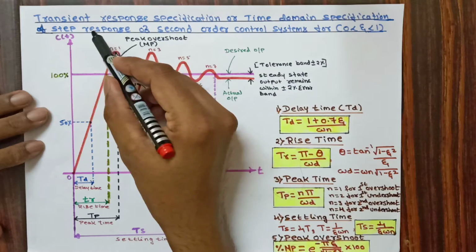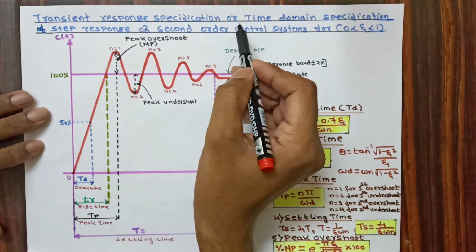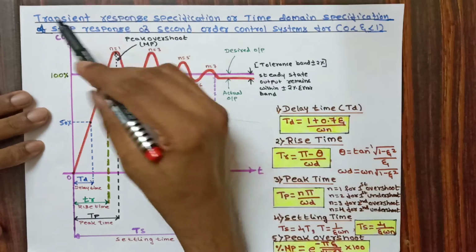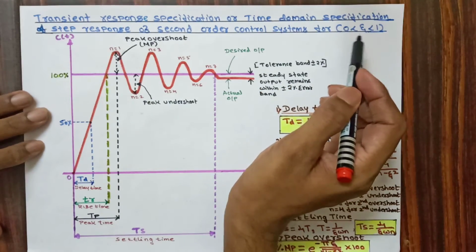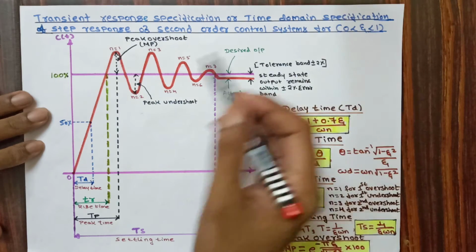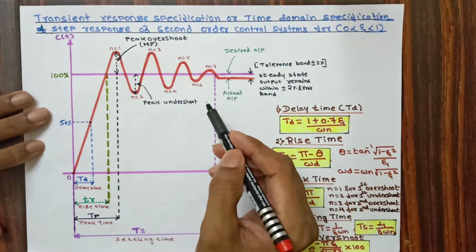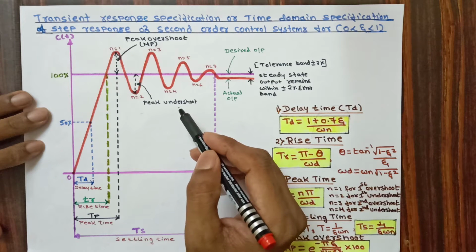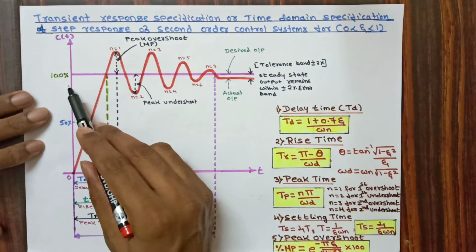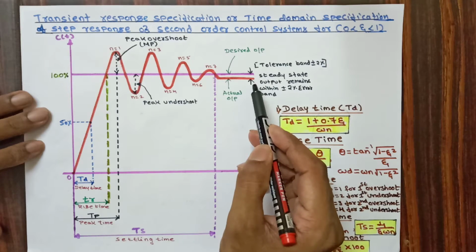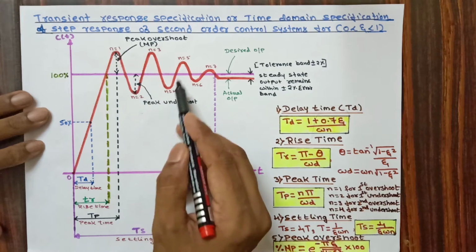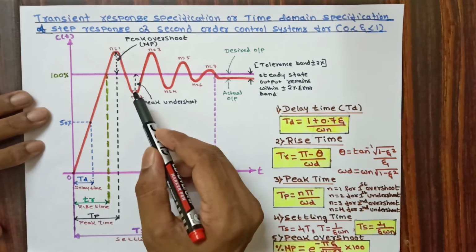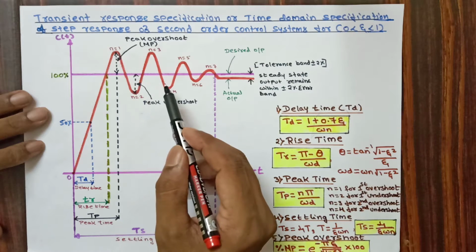Today we are going to discuss Transient Response Specification, or Time Domain Specification, of the Step Response of Second Order Control Systems for zeta value between 0 and 1. This is the step response of a second order control system for zeta value between 0 and 1. In this you can see a transient response and steady state response. In its transient response, you can observe the oscillations are decreasing with time, which is nothing but underdamped oscillation, that is for zeta value in between 0 and 1.